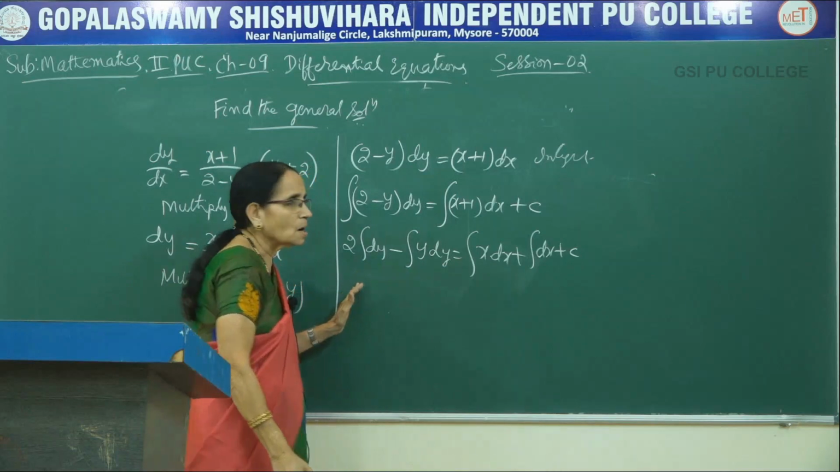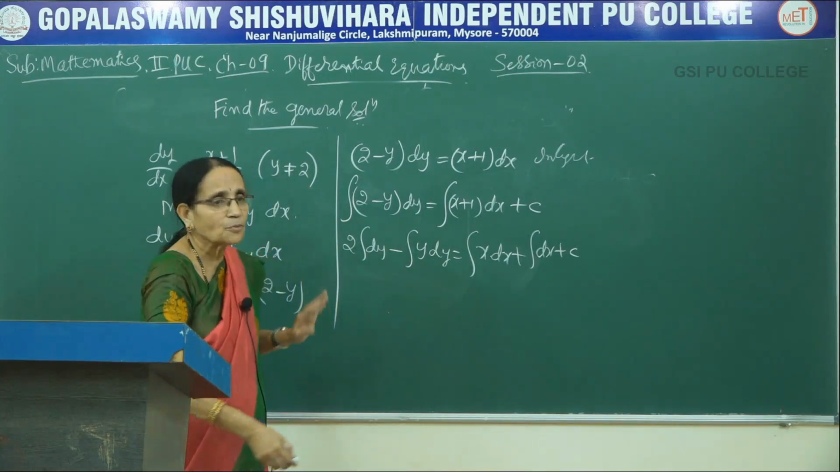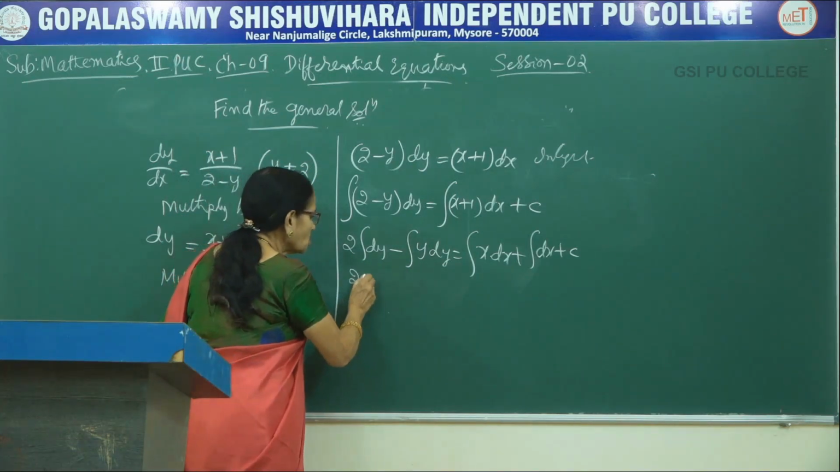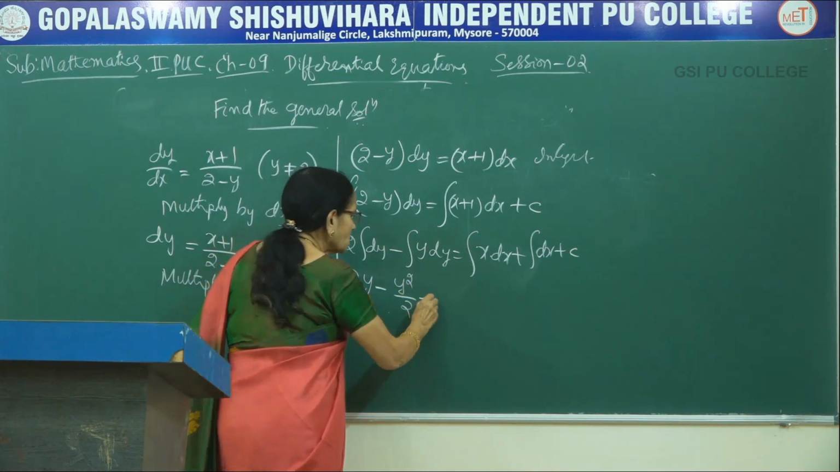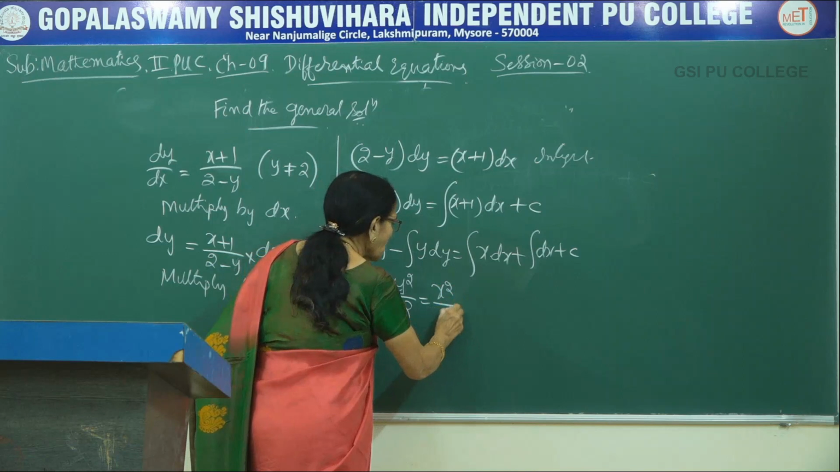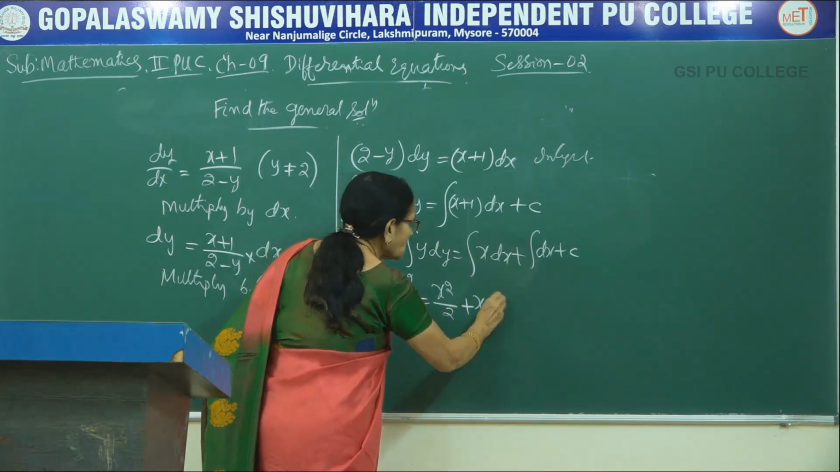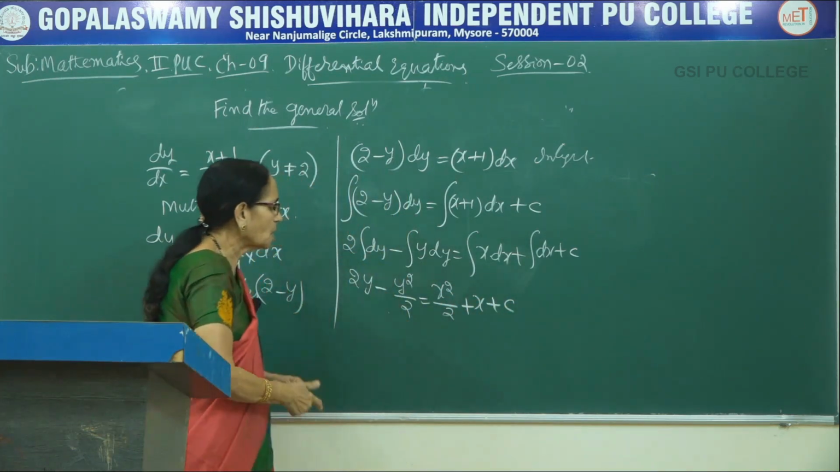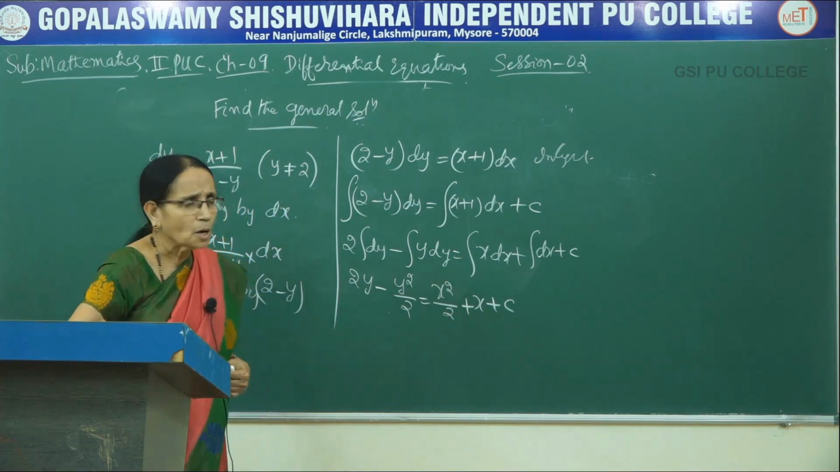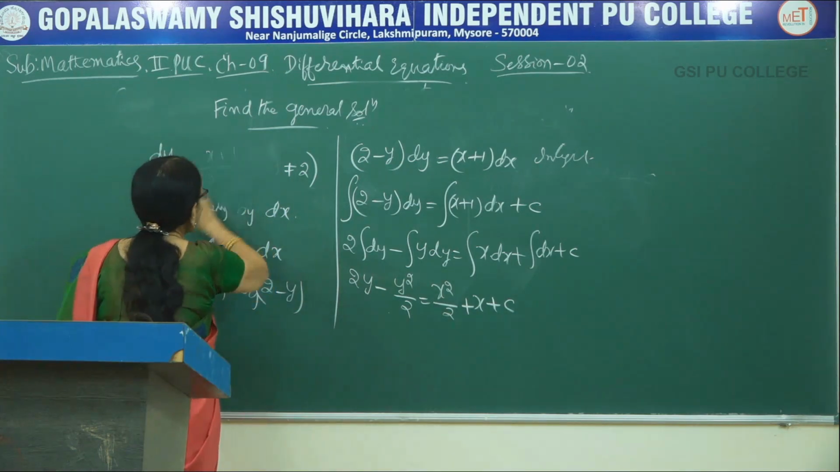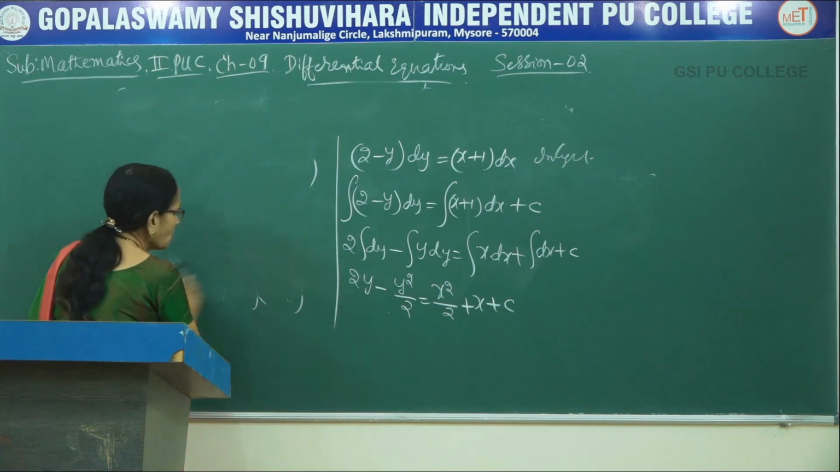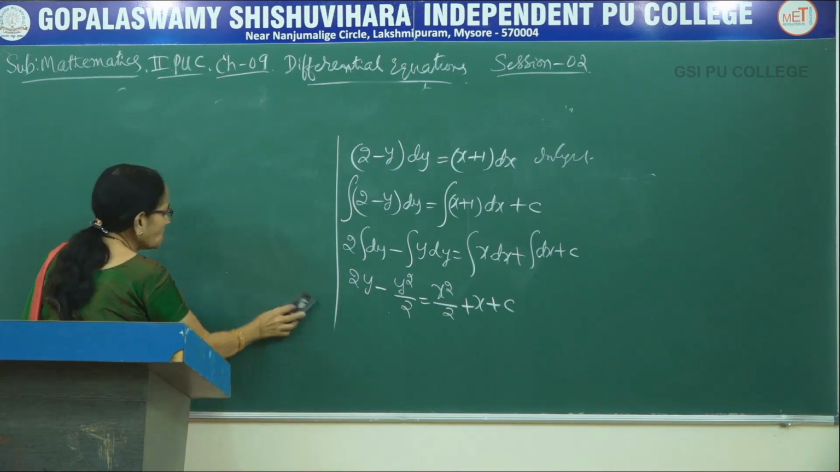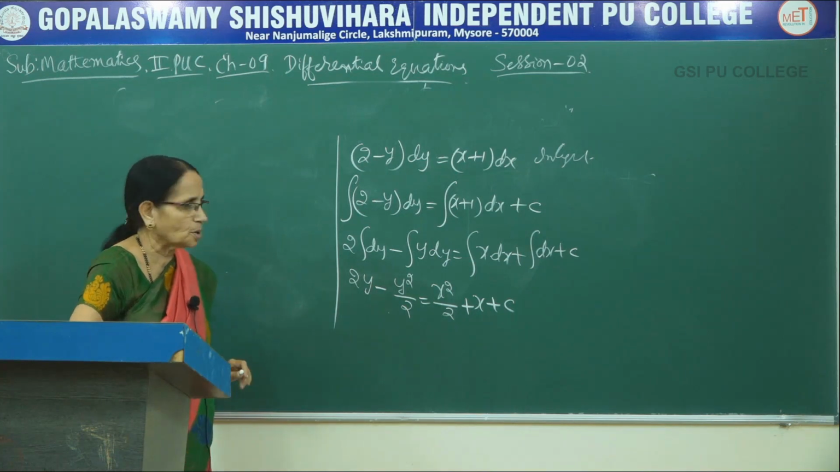You observe all of them are basic algebraic functions. So this is 2y minus y square by 2, equal to x square by 2 plus x plus c. Okay. Now you can stop here. This is the solution already, it's a general solution only. You can stop here, but let me try to write in a better way if possible.